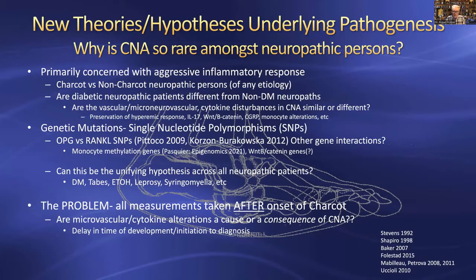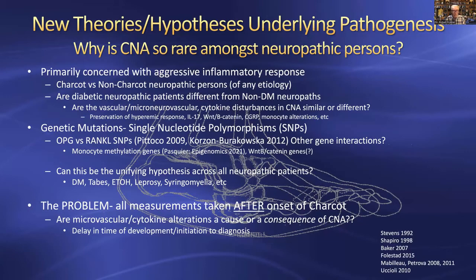We also recognize from some, I believe, very important papers, there are genetic mutations with single nucleotide polymorphisms, or so-called SNPs. This was put forth by Pitoko in 2009, Korzon-Borokowska from Poland in 2012. And this was related to OPG versus RANKL SNPs. But are there also other genes involved? Are there other gene interactions? Is there interaction with the monocyte methylation genes, which was put forth very recently, or the Wnt beta-catenin genes? Can this be the unifying hypothesis across all neuropathic patients? This has not yet been adequately studied.